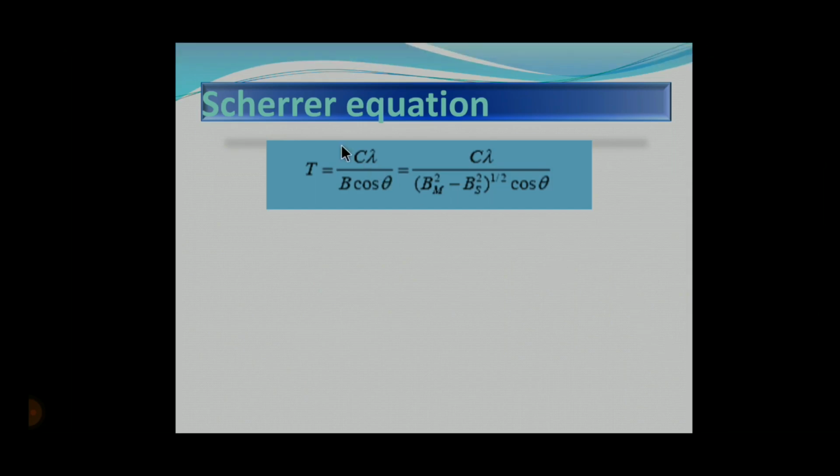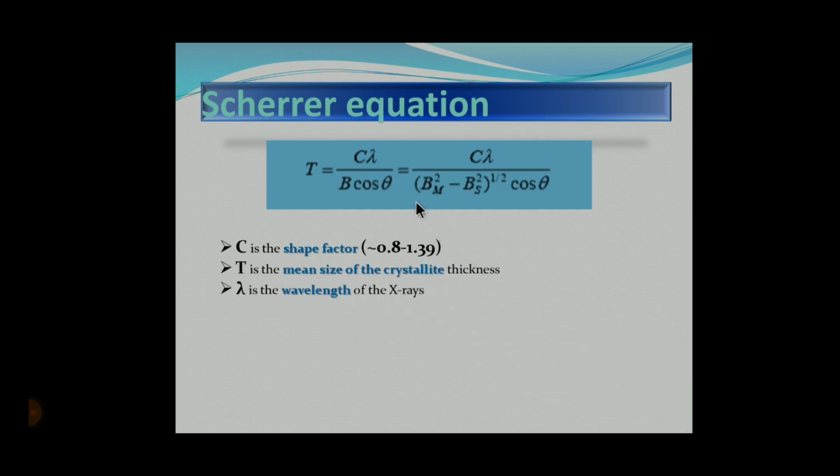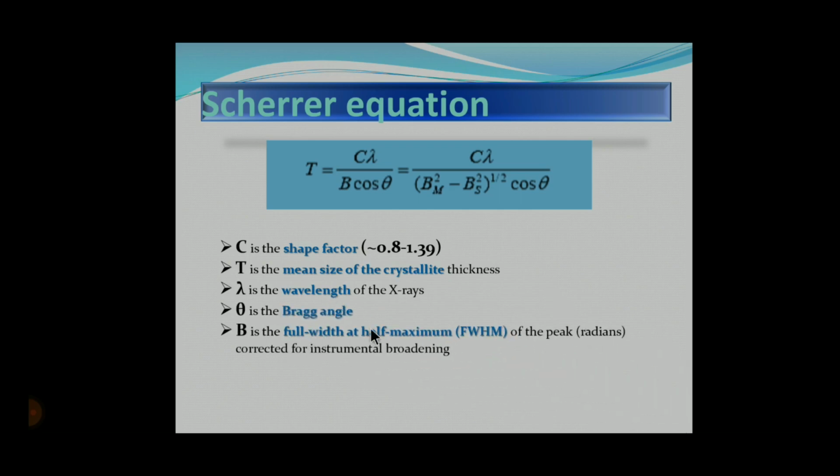Next, the Scherrer equation, which is used for finding out the crystallite size inside a polycrystalline material, or domain size in the polycrystalline material, or even in the case of powder diffraction, where we'll be considering the average size of the granules. So T is representing the size of the crystallite, and C is called the shape factor, which depends on the arrangement of the apparatus, lambda is the wavelength of light used, and B is the full width at half maximum of the spectrum or peak, FWHM.